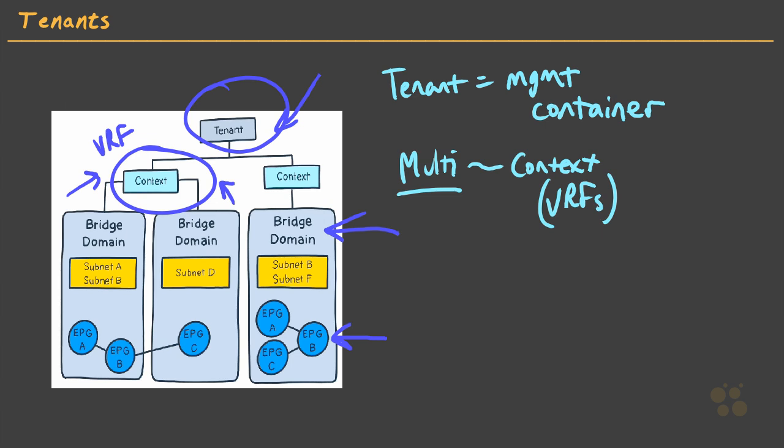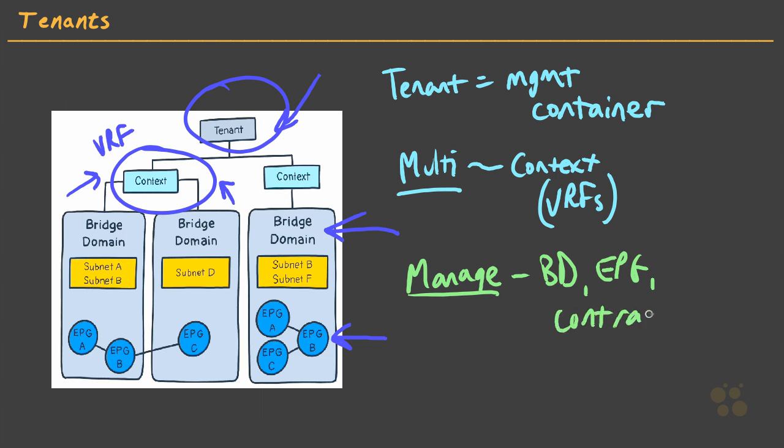The reason we have tenants in ACI is to manage all of the different constructs that we've been talking about. So managing the bridge domains, managing the endpoint groups, managing contracts, managing contexts. So what we want is for users to have access to their own resources without having access to the resources of other organizations that may share this ACI fabric. So what if we have resources that we do want to share between multiple tenants?